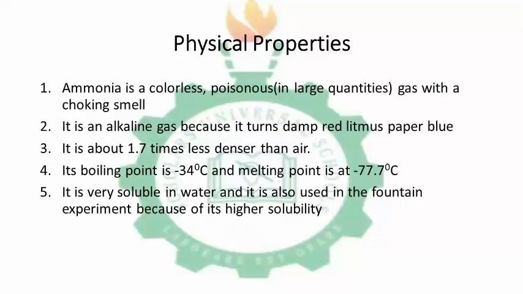To the physical properties of ammonia. Ammonia is a colorless gas with a choking smell, and it is poisonous in large quantities. Now, it is an alkaline gas because it turns damp red litmus paper to blue. It is about 1.7 times less dense than air. It has a boiling point of minus 34 degrees Celsius and a melting point of minus 77.7 degrees Celsius. It is very soluble in water, and this is the reason why it is used to describe the fountain experiment.